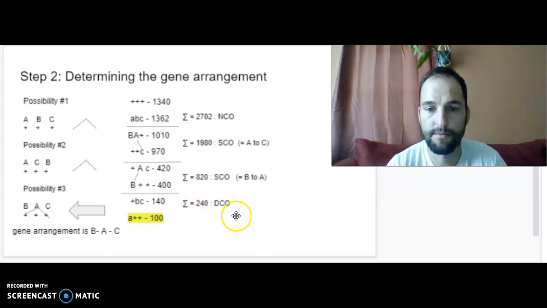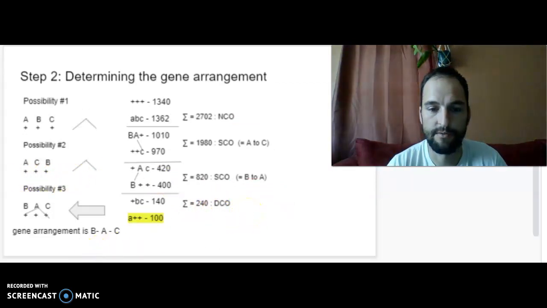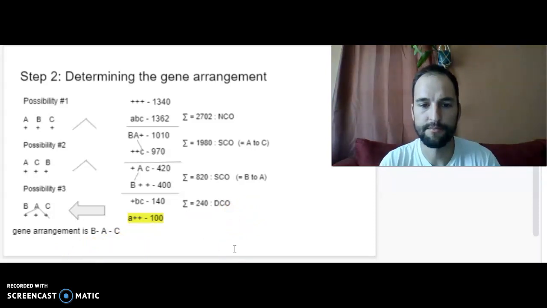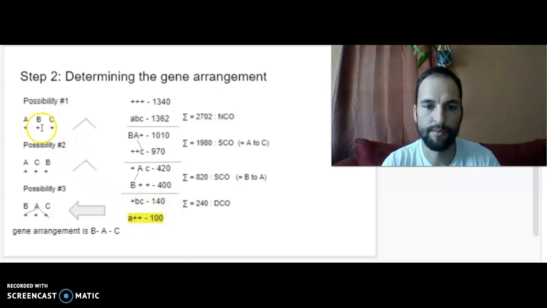The next thing we want to do is determine the gene arrangement. When we determine the gene arrangement, we want to first look at one of these bottom numbers for the double crossover group. We take the symbols of the values given for the double crossover group and try to essentially make a shape. Let's just use possibility number one. We're going to cross over these two genes with each other, and then cross over these two genes with each other, so A and B, and then B and C. Our job is to figure out what order they're in.